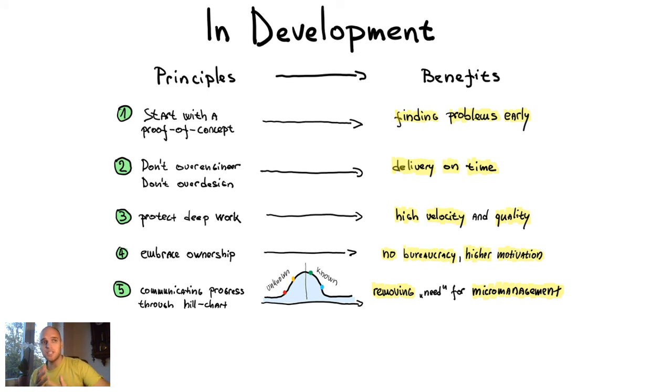And one good thing about this way of communicating the progress is that it removes the need for micromanagement, where some project managers say, okay, so where are you with this ticket, or did we start testing, whatever, right? In this case, it's really self-managed by the team, and still the team can clearly communicate to all the stakeholders where they are in the project.